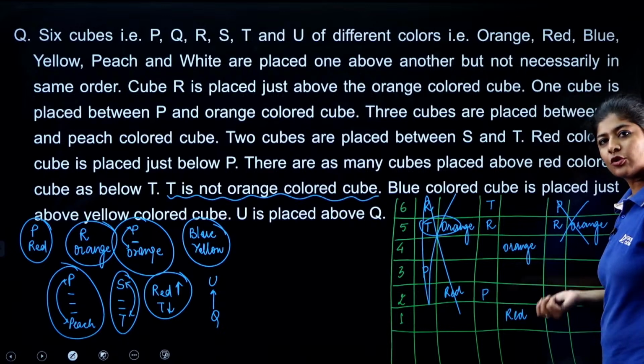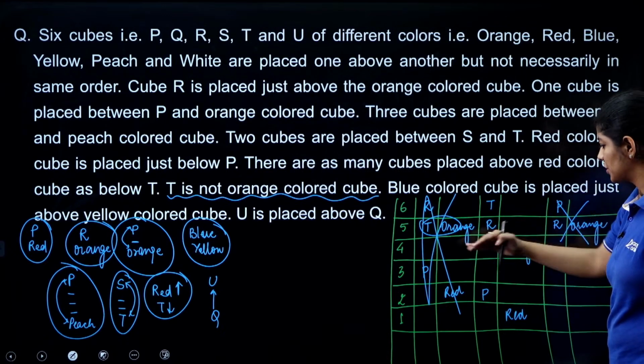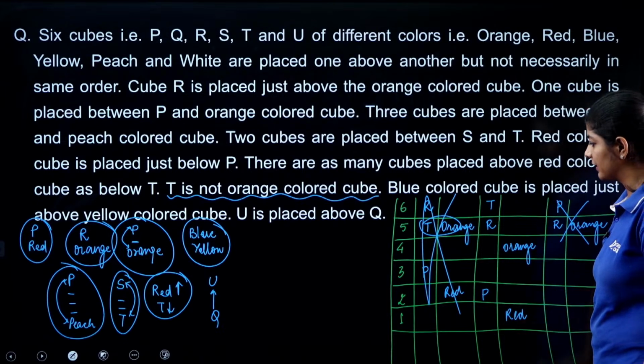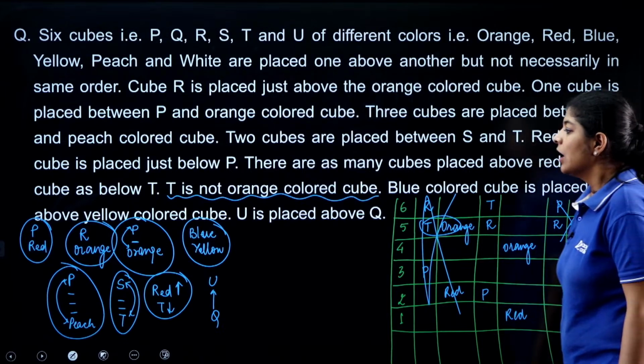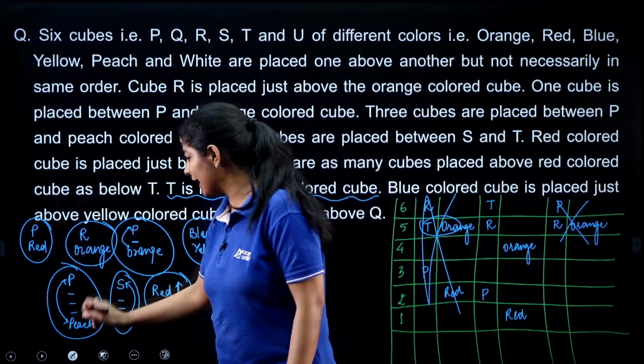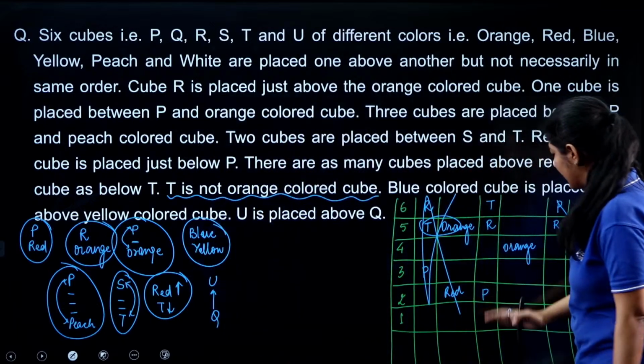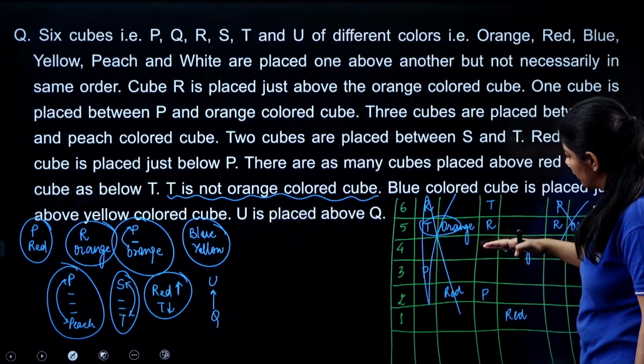If this case is also not applicable, then we will make some other cases in which R is at 4th position and here we are having orange and some other tree, right? Now the clue is also saying that there are 3 boxes in between peach and P. So we can't go downside, 1, 2, 3.